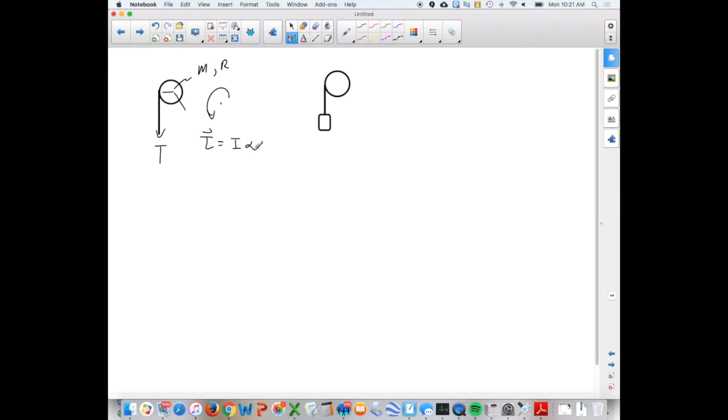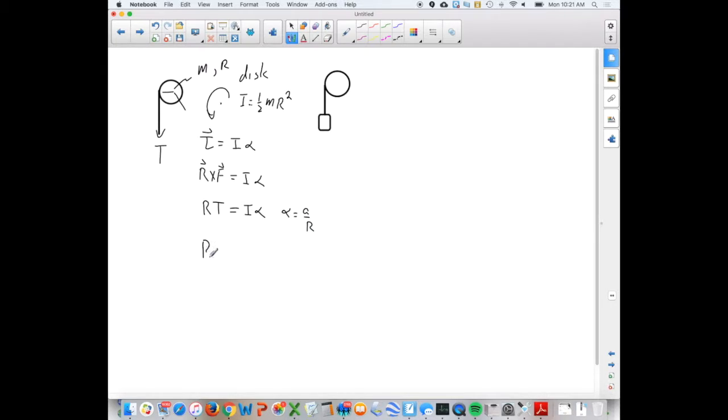And we're going to remember that if this is a disk, then I is just 1/2 mr squared. So I can write the following. Torque is R cross F is equal to I alpha. And in this case, it's just going to look like R times the applied tension, the applied force, is equal to I alpha. And I can rewrite alpha. Remember that alpha is equal to A over R.